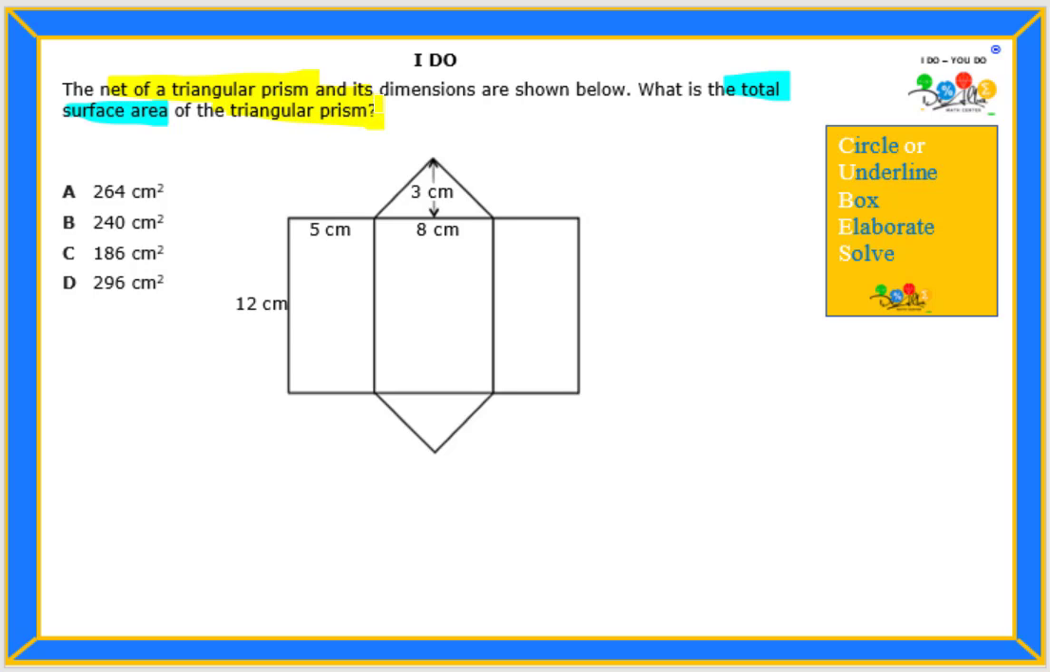So we are looking for the total surface area. So we have a triangular prism, and if we have a triangular prism, that tells us that the bases are the triangles. So this is a base, and this is a base. I'm going to go ahead and color code those, and we're going to use green for our bases.